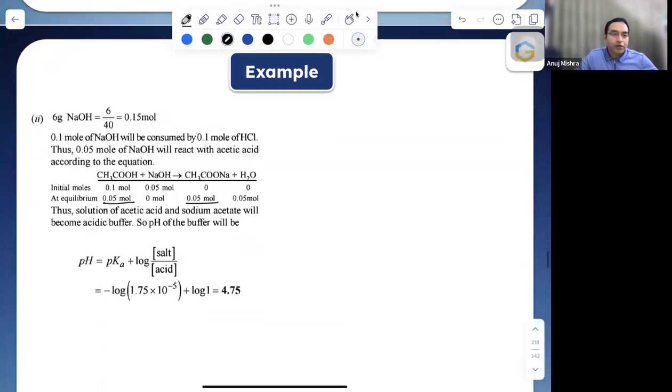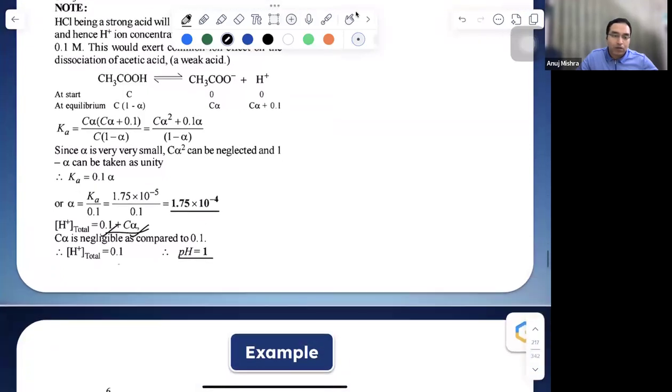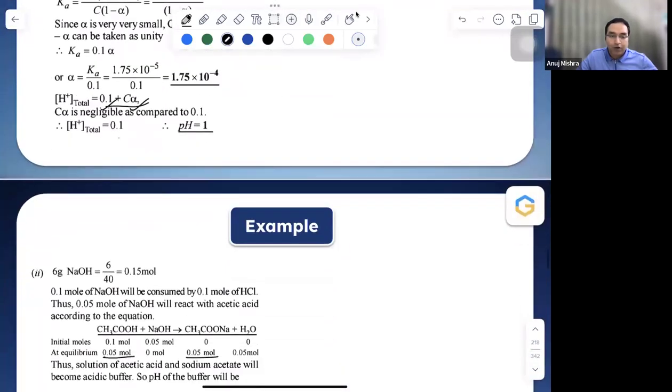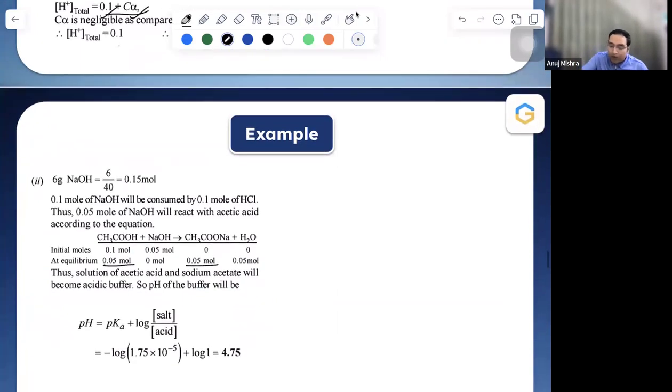If these two things are formed, are we having any HCl also? 0.1 unit HCl is also there. So first 0.1 will be consumed by HCl. Then the remaining things will react with CH3COOH to form this solution. Check: you had total 0.15, 0.1 will go with HCl. HCl is over. Now the remaining 0.05 will be present for further reaction. It can react with CH3COOH and give this kind of formation. Is it clear?